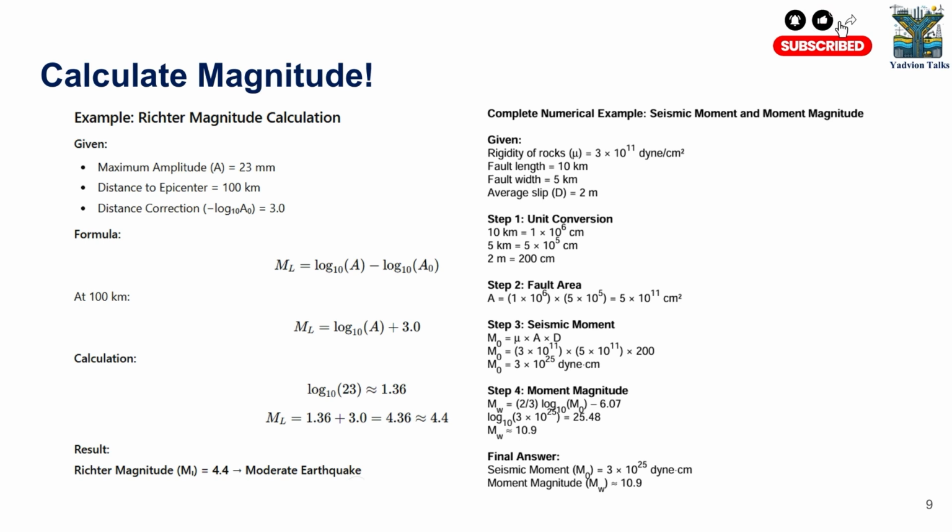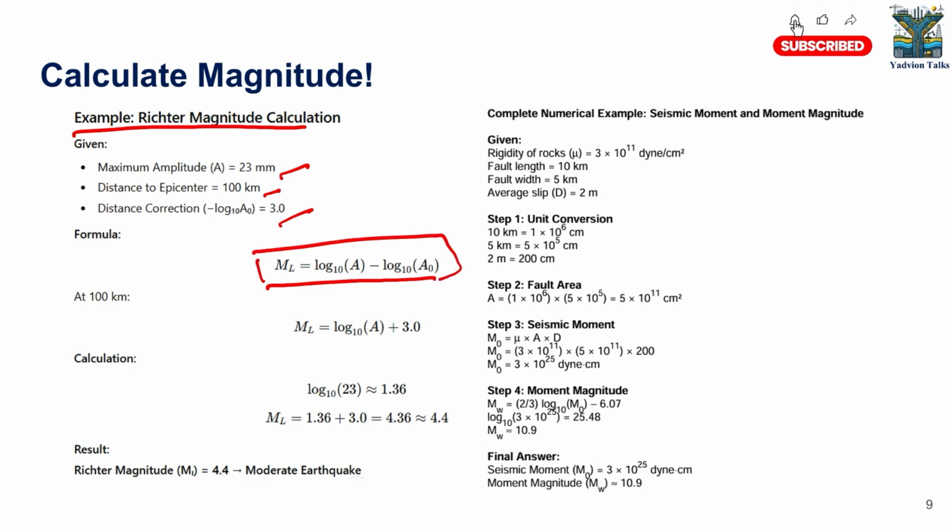So we are going to see how to calculate the magnitude. There are two examples that we are going to discuss, where the maximum amplitude is 23 mm, the epicentral distance is 100 kilometers, and the distance correction is 10. This is the formula to calculate the Richter magnitude. So we put in all these three values and we get the magnitude of the earthquake, which is 4.4.